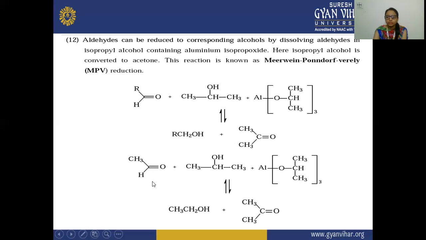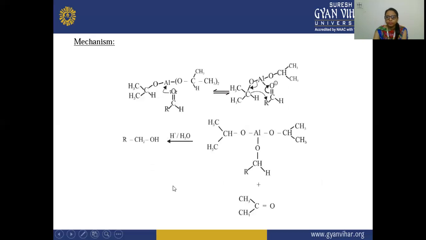So here you will see this is your acetaldehyde, and this is your alcohol, and this is your aluminum isopropoxide, and this is converting into ketone plus alcohol. So this is the mechanism of this reaction. Here you will see this ketone is formed here, as well as this alcohol is formed here.